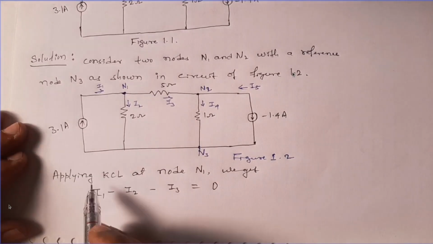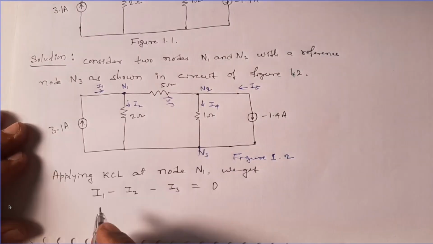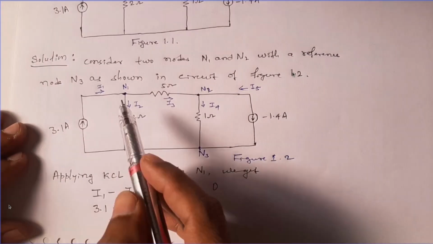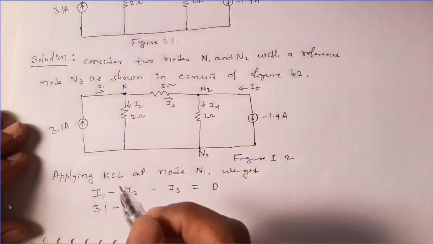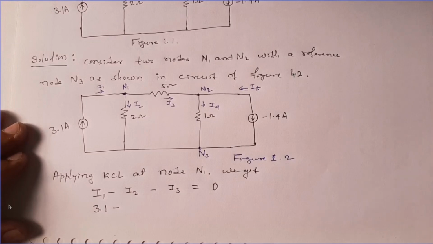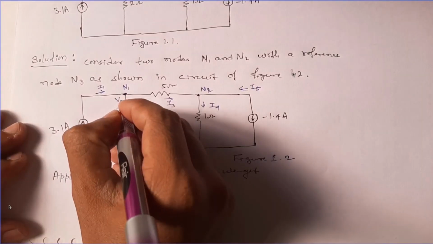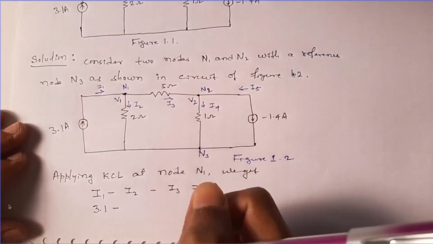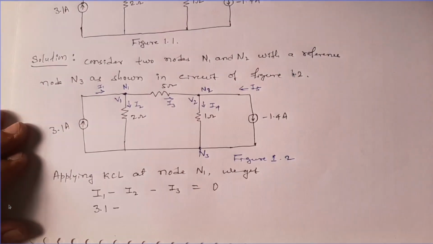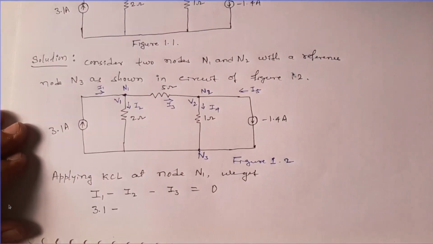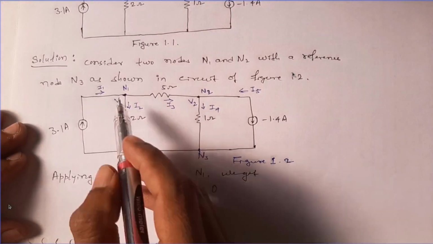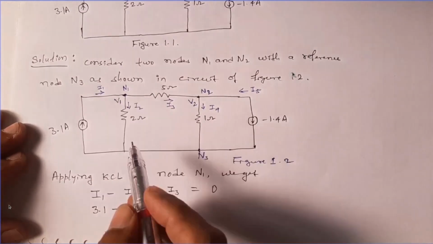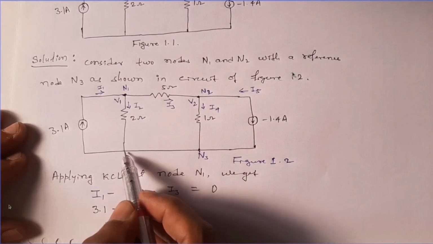Now I1 is directly given, dear students, this is 3.1. I'll write here 3.1 minus I2. I don't know the current I2, so we are going to assume that the voltage at N1 is V1, some arbitrary voltage, and voltage at N2 is V2, and voltage at N3 is 0, that is common potential or zero potential. Considering some unknown voltage V1, and N3 is at 0 potential, so I can find the current.